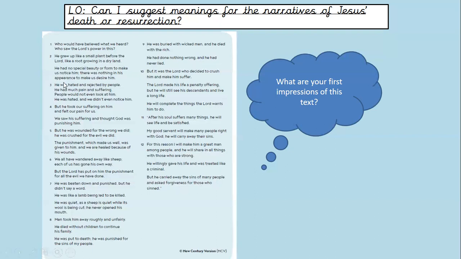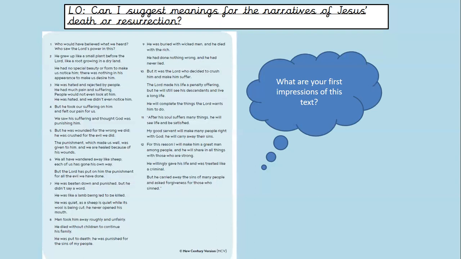So link this bit here that I've just read about him not looking like a normal king. Why didn't he look special? He looked very humble. When you think of Jesus, Christians portray him as often wearing just a plain, simple outfit, nothing fancy or special about him. Why is that? So, number 3, he was hated and rejected by people. He had much pain and suffering. People would not even look at him. He was hated and we didn't even notice him.